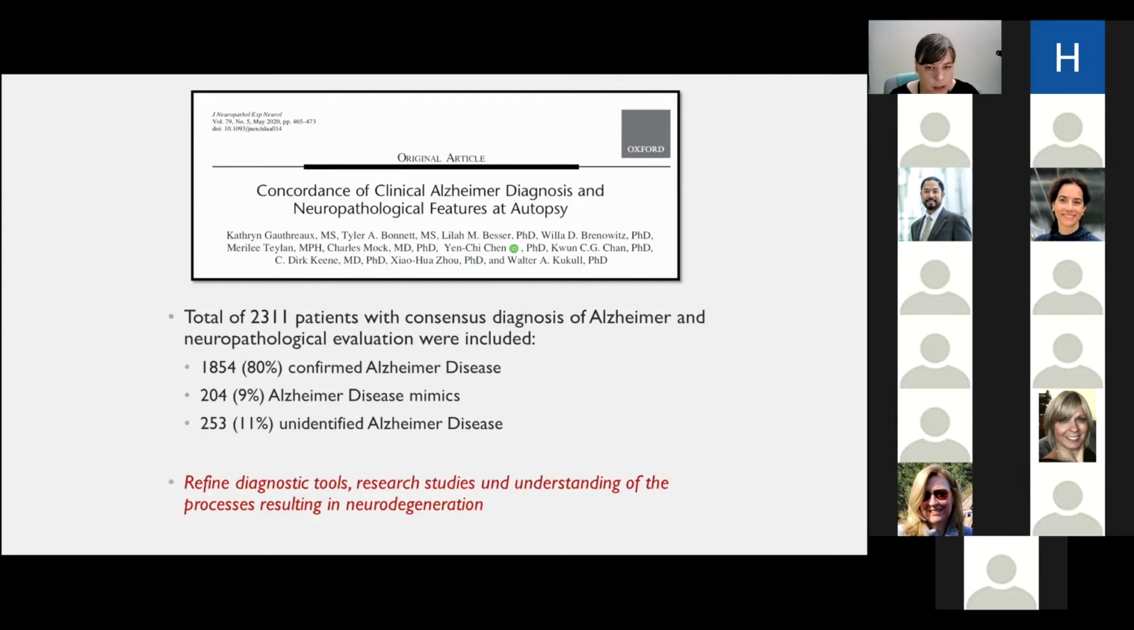So to answer the question of the prior slide, neuropathological evaluation is needed to refine diagnostic tools to make better research studies and in the end understand and treat neurodegenerative diseases. And I think biomarkers, both imaging and blood and/or CSF biomarkers, will help refine these categories during life as well.